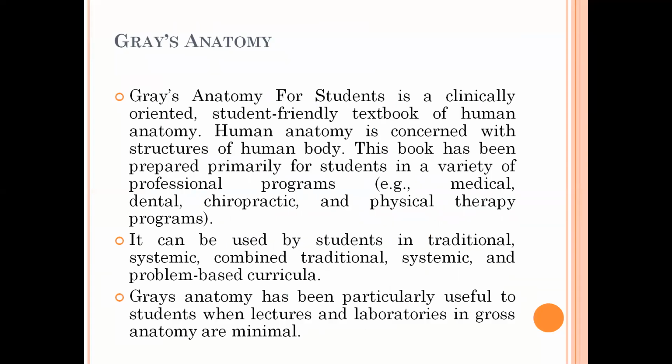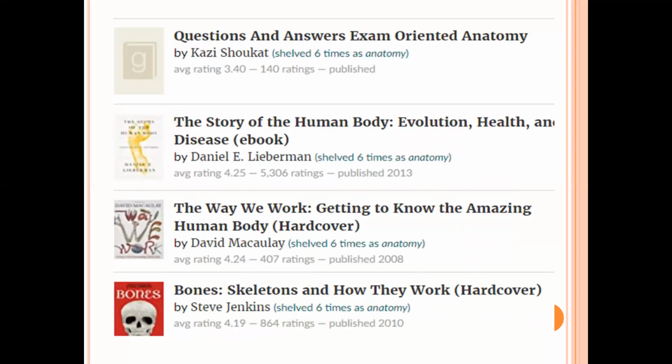Gray's Anatomy for Students is a clinically oriented, student friendly textbook of human anatomy. Human anatomy is concerned with the structure of the human body. The book has been prepared primarily for students in a variety of professional programs. It can be used by students in traditional systemic, combined traditional systemic, and problem-based curricula. Gray's Anatomy has been particularly useful to students when lectures and laboratories in gross anatomy are minimal. These are again illustrations of some books that are needed in the anatomy field.